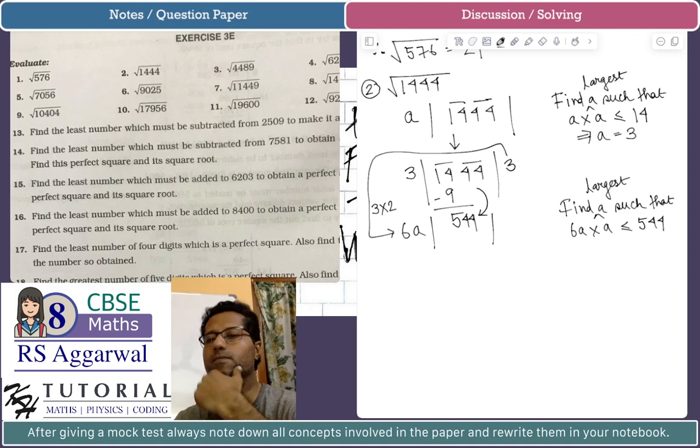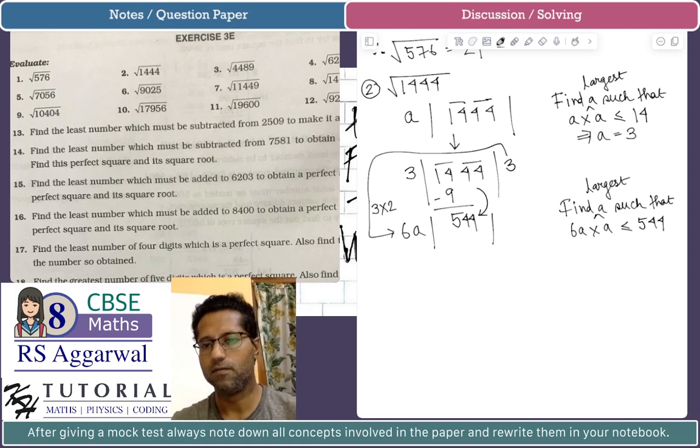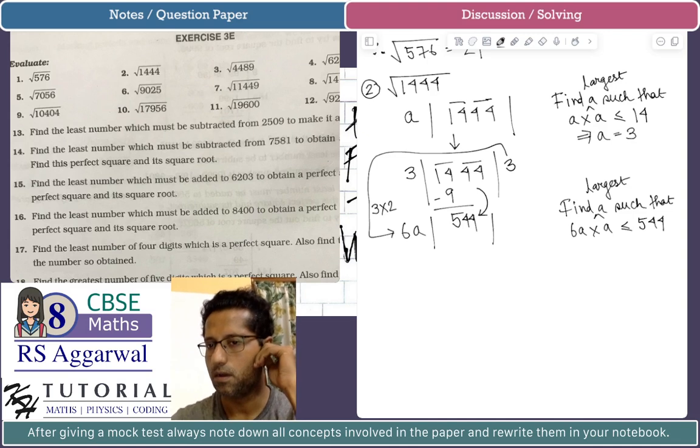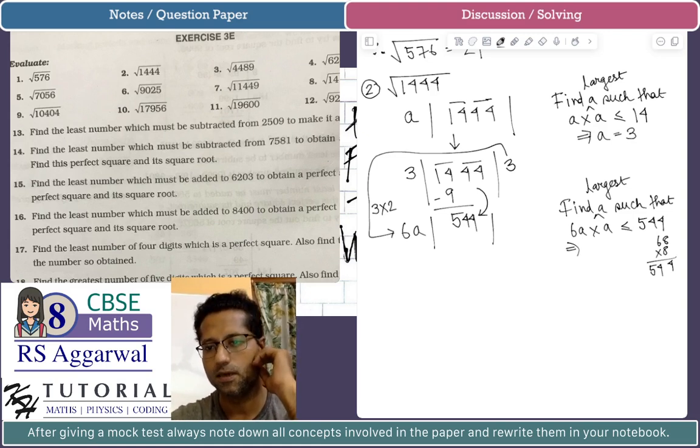What could a then be? You have to work this out mentally. Can it be 9? If I take a as 9, then 69 into 9 exceeds 544. Can it be 8? 68 into 8 is 544. So it exactly fits. This implies a equals 8.